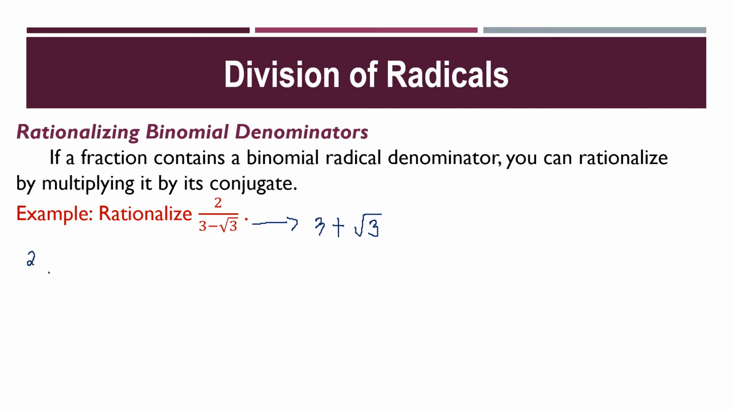So we have 2 over 3 minus the square root of 3. What we have to do is multiply the numerator and denominator by the conjugate of the denominator, which is 3 plus square root of 3.